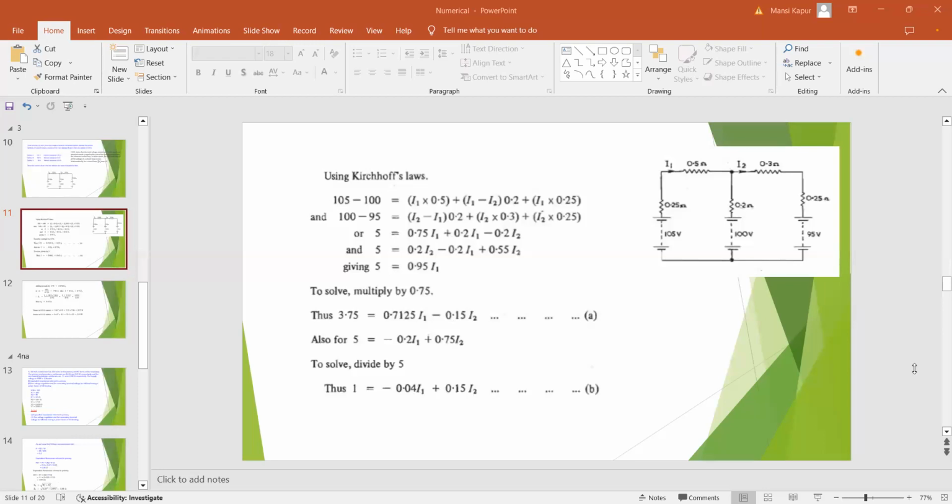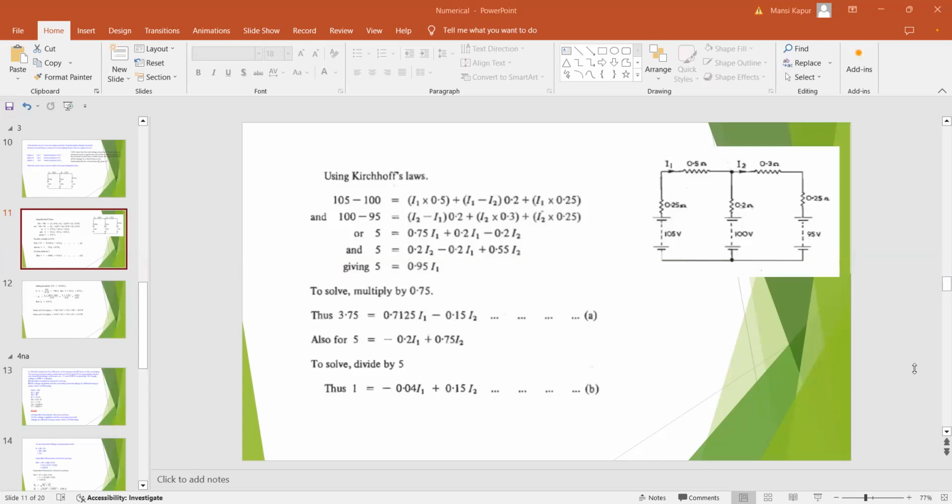Okay. Then in the second equation, if we multiply 0.2 again with 0.95, we will get minus 0.19 I1 plus 0.75 multiplied by 0.95, that is 0.712 or 0.713 I2 equal to 4.75. This is our equation number 4.